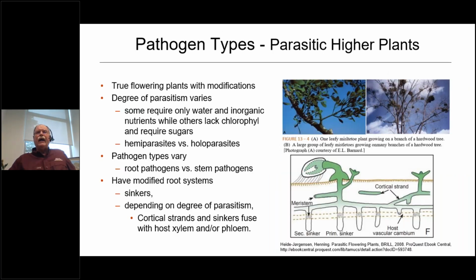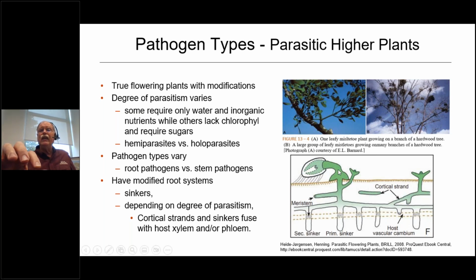Look at that. Let's talk about parasitic higher plants now. These are true flowering plants. Now, they do have modifications. They don't have true root systems. If you look down here in the lower right-hand corner, instead of a root system, they have what we call cortical strands. This is the germinating seed of the parasite, and in this case, it's a mistletoe. It doesn't have to be a mistletoe. There are others out there.